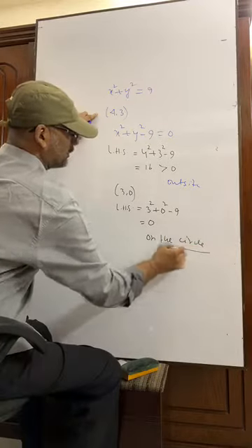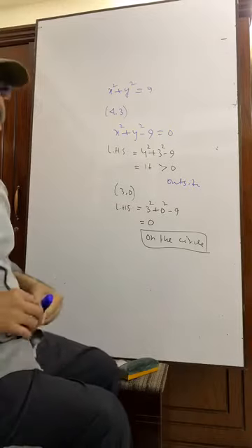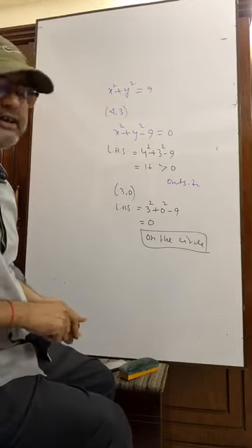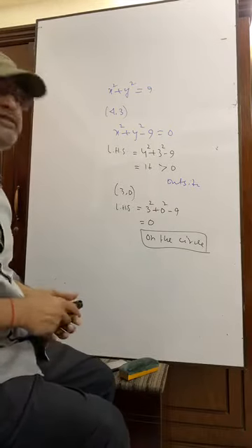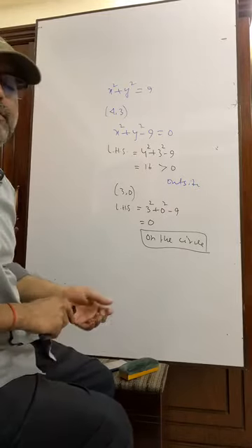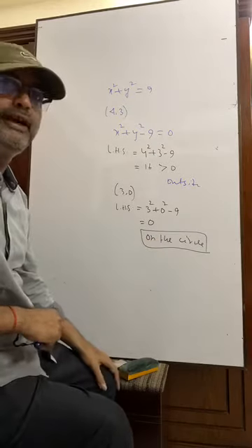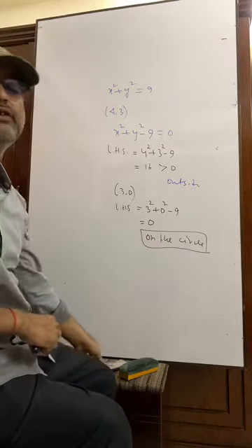So what we have got? We have got, if left hand side is less than 0, then inside the circle. If the left hand side is greater than 0, then outside the circle. And if left hand side becomes 0, then on the circle. Okay? Do you have any problem? You can ask me.